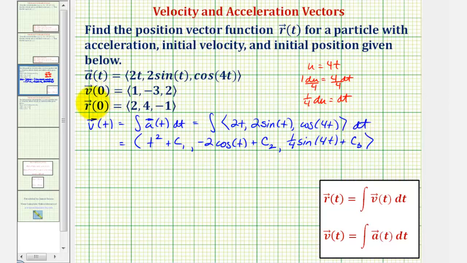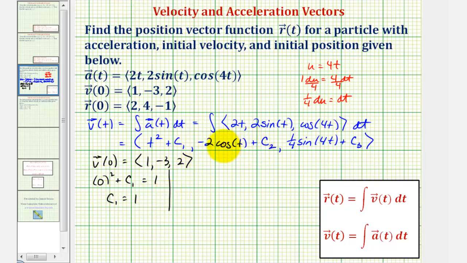And now because we're given the velocity vector v of 0, we can determine the constants of integration. So if v of 0 equals the vector 1 comma negative 3 comma 2, if we substitute t equals 0 into the x component, notice how we would have 0 squared plus c sub 1 must equal 1. Therefore, c sub 1 equals 1.